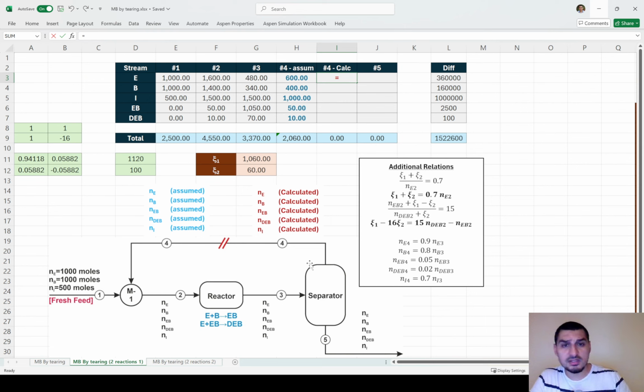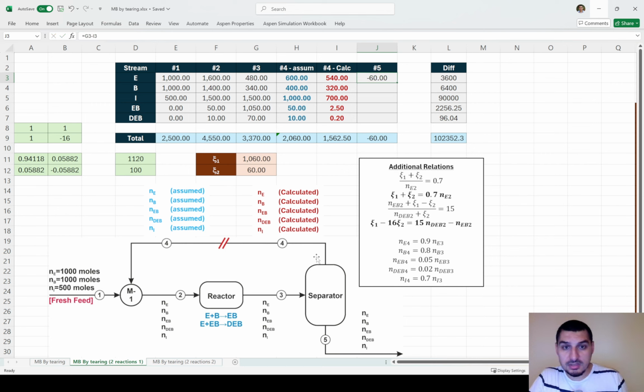So the calculated stream 4 for ethylene is the ethylene in the feed times 90%. For benzene, it's benzene times 80%. For inerts, it's the inerts times 70%. For ethyl benzene times 5%. For diethyl benzene, it is times 2%. So we calculated all of them, and stream number 5 is 4, it's not 4, it is 3 minus 4.